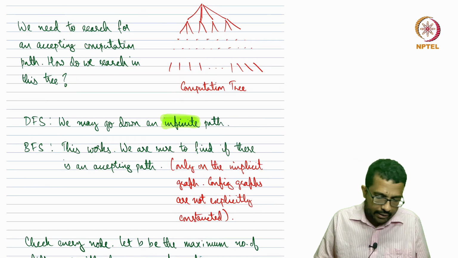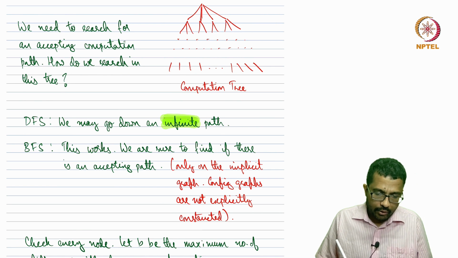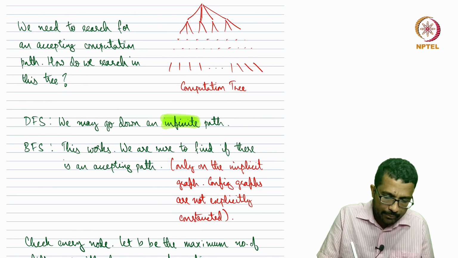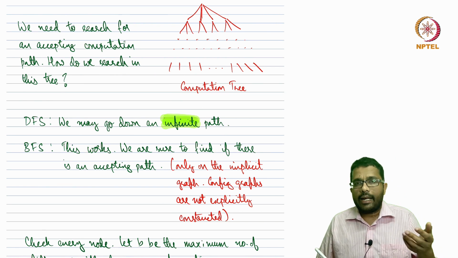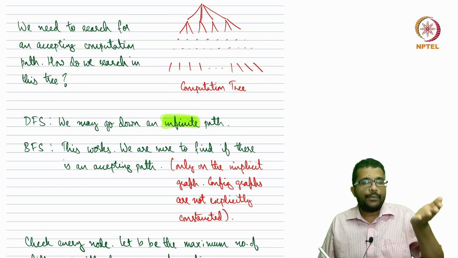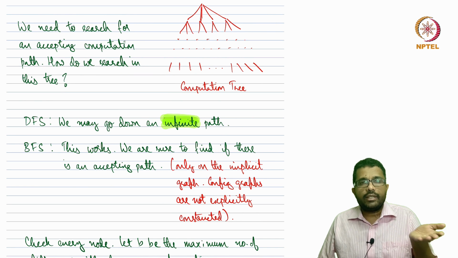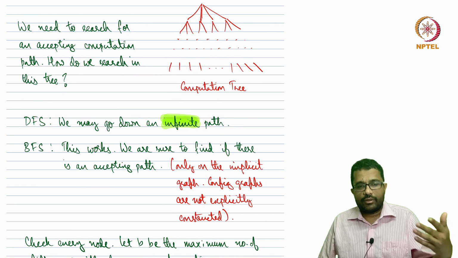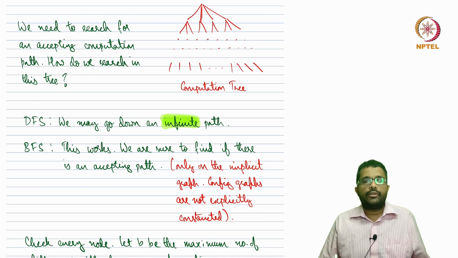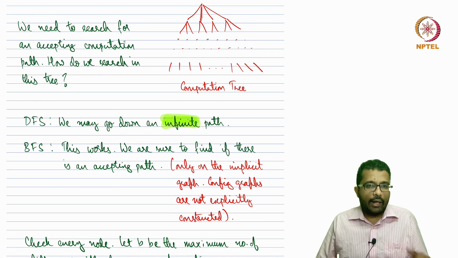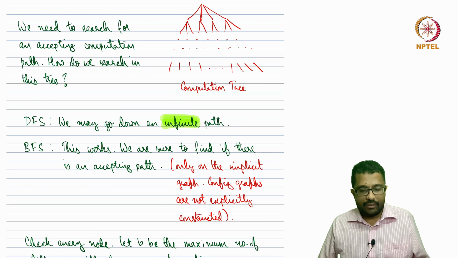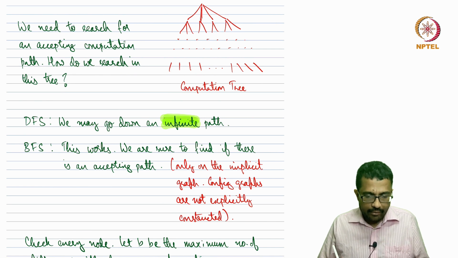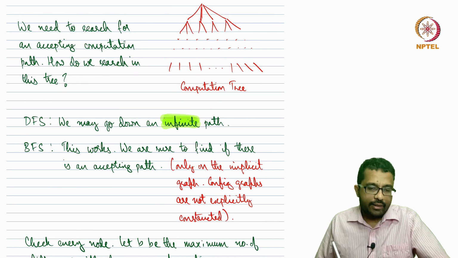And one comment that is here: breadth first search works, and finally, if there is some accepting path somewhere, you will encounter the accepting path whichever happens the earliest. And once you see the accepting path, you can accept, right? Because that's what we need to do. To accept the computation, you just need to find one accepting path, right?